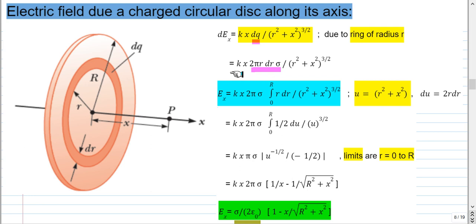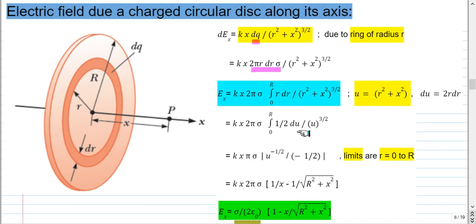So if you integrate this for small r varying from 0 to capital R, we'll get the electric field due to this entire disk. The constants k, x, 2 pi, sigma we can take out of the integral sign. They are not going to change from elemental ring to elemental ring. So the variables are r dr divided by r square plus x square raised to the power 3 by 2. This is a simple integration. We want to make a substitution of r square plus x square with a new variable, say u, and r dr can be written in terms of du.